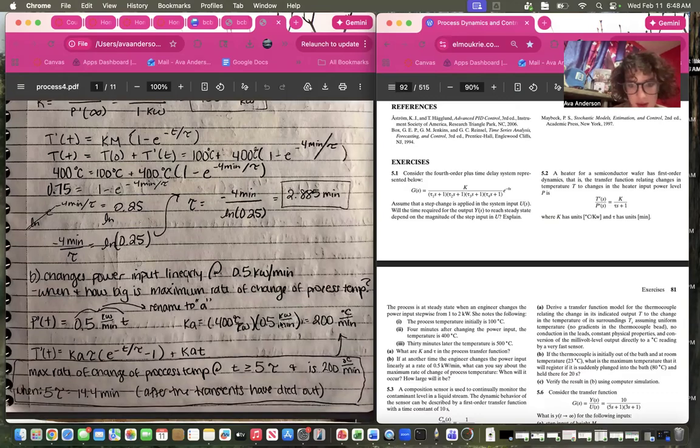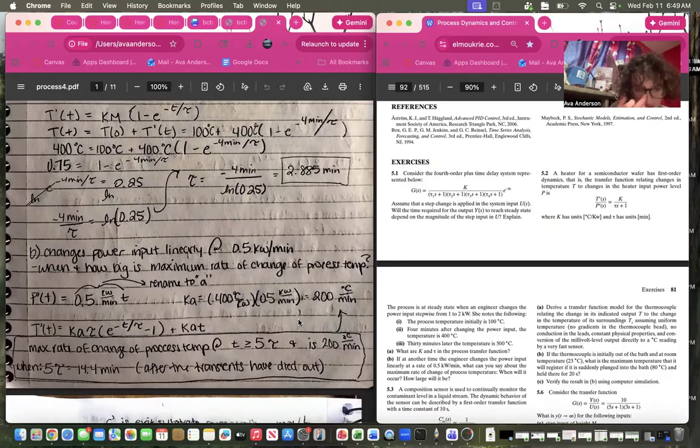And part B is we're looking at if the change in power input is linear. We're changing the input linearly at 0.5 kilowatts per minute, and then we want to know when and how big the maximum rate of change of the process temperature is. So we're looking at P prime of T. We can plug in the 0.5 kilowatts per minute into there, and then we renamed it to A just to make things easier for ourselves, and we can solve for K of A, which ends up being 200 degrees Celsius per minute because it's just the 400 times 0.5.